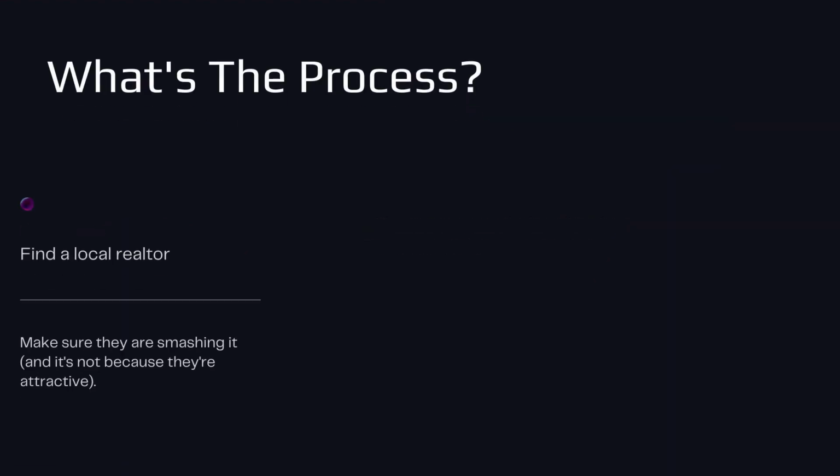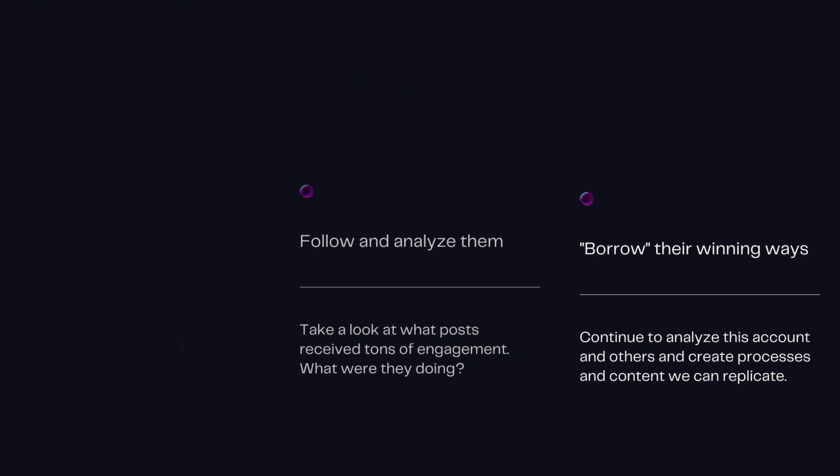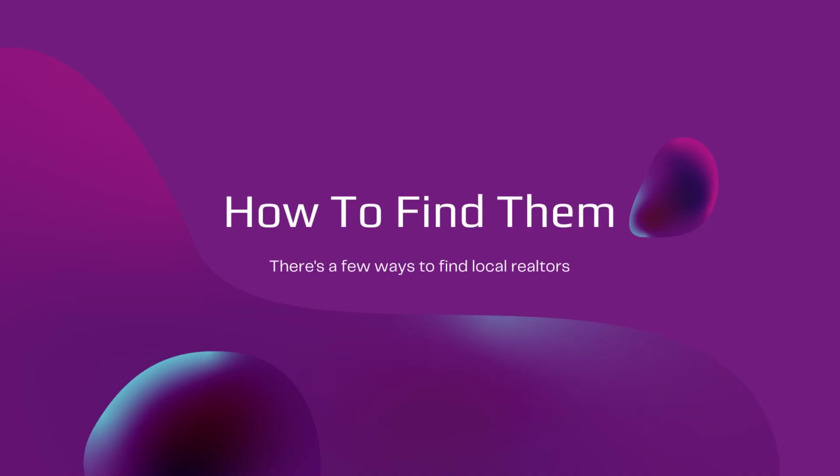All right, so what is the process here, guys? Well, first of all, we are going to find a local realtor in our market who is just absolutely smashing it. They have maybe 10,000 followers or more. Their audience is engaged, they're making sales, and we're going to follow them and we're going to analyze them and we're going to see what they're doing. And then we're going to borrow their winning ways. We're going to look and see if there's any low hanging fruit that we can use to rebrand and make our own.